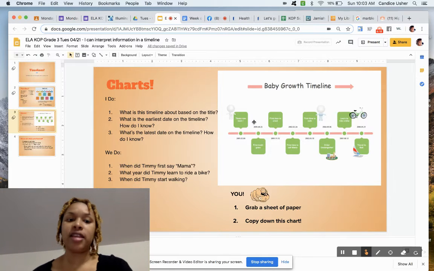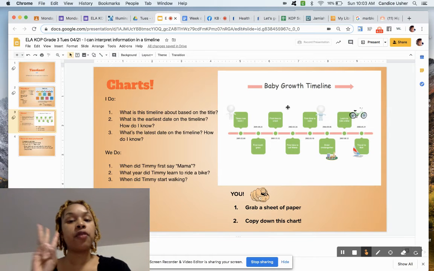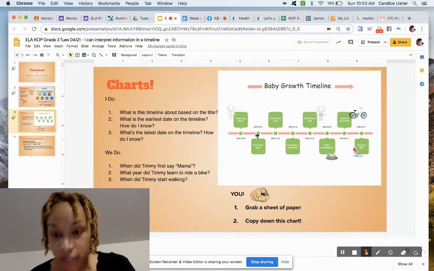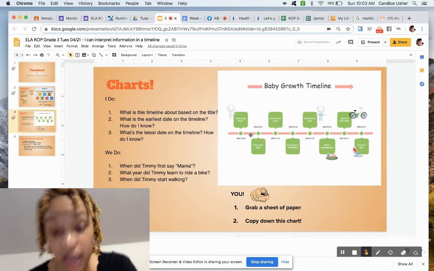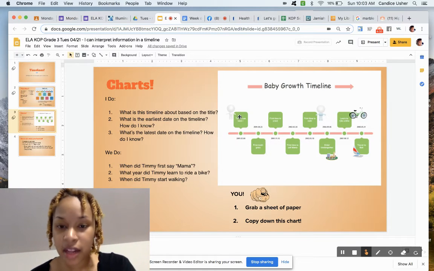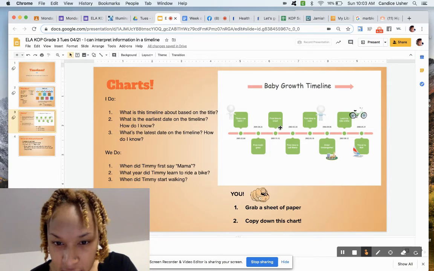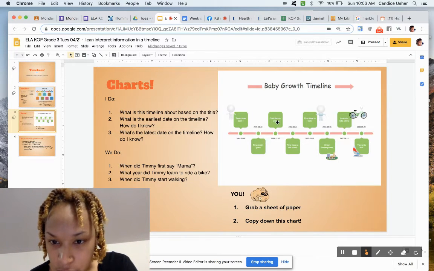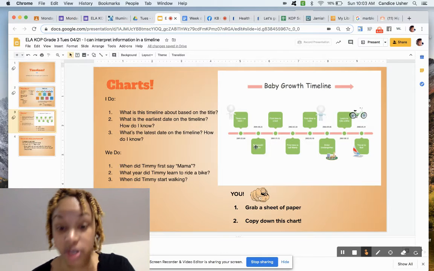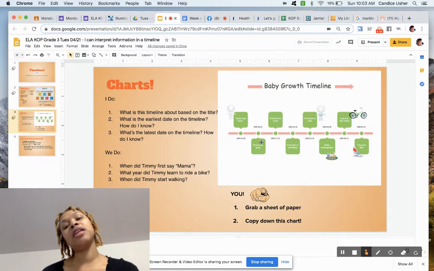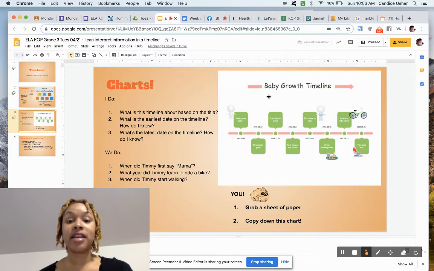So let's go ahead and look at this timeline right here. So already I can look at my timeline and look for those three things. The title is Baby Growth Timeline. And then if I look at my dates, it gives me a year, a month, and a day. And then if I take a quick look at my events, which are in the green boxes, I see a name, Timmy. So I'm going to say that this timeline is telling me the important dates of Timmy's life as a baby, because it says baby growth timeline.